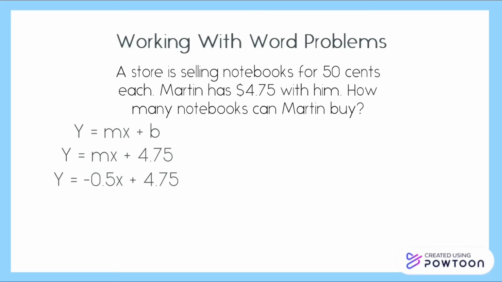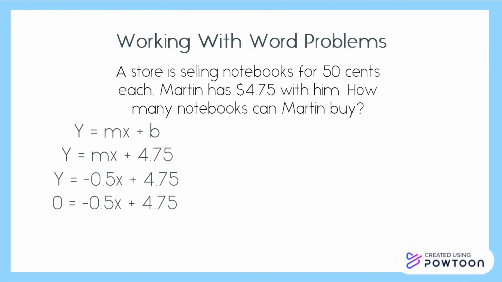Let's use that information to find an equation. Starting with y equals mx plus b, as always, we can use 4.75 for b and negative 0.5 for m. We can then substitute 0 for y, because Martin can buy notebooks until he has $0 left.